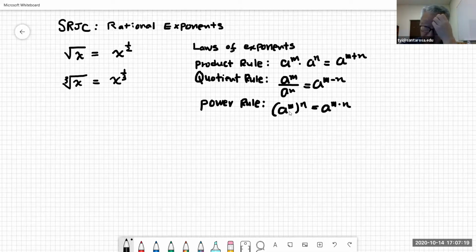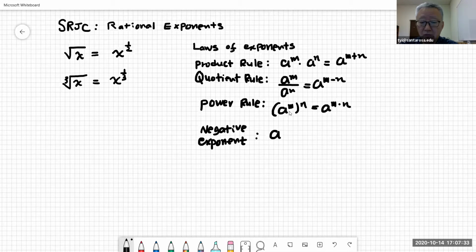We also have the negative exponent rule. Okay. So the negative exponent rule is that anything to the negative is going to be the same as 1 over the positive. So we use these rules to conduct the operations on the regular exponents. And as you can see, it's not going to make any difference whether you have rational exponents or not. It's going to be the same rules that we're going to have to apply.